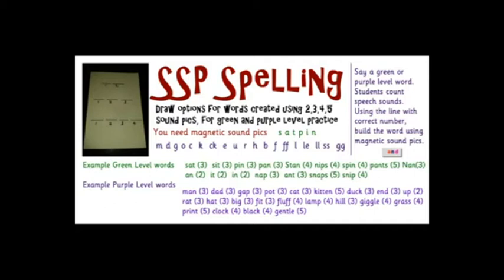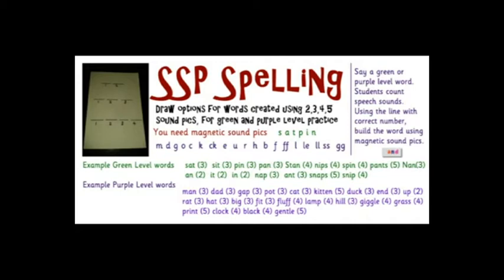But some of the children are definitely ready to have all of the purple level sound picks and to be starting to spell, that's encoding, as we're doing here, to spell and to read words using the green and purple level sound picks. So what we're doing is obviously spelling, encoding, using activities such as this, but we're also reading.